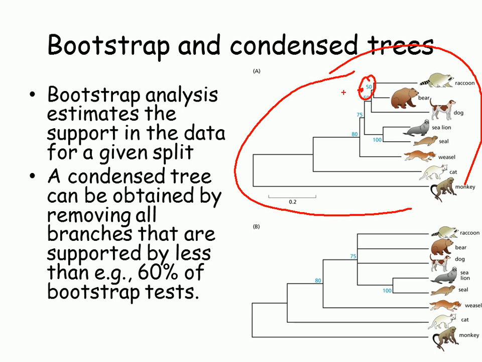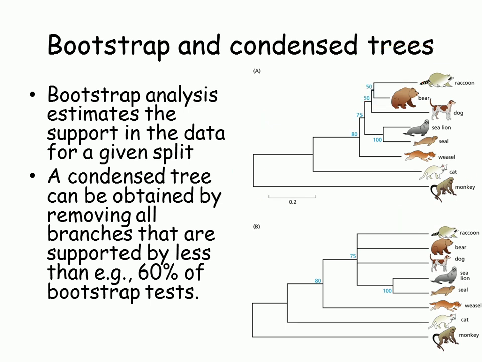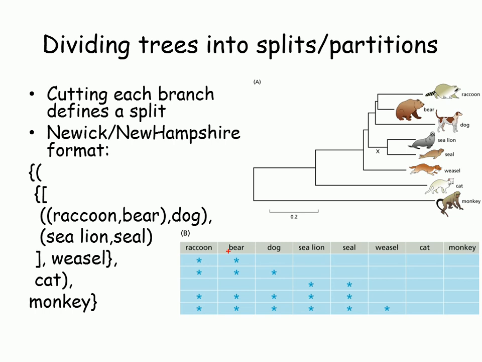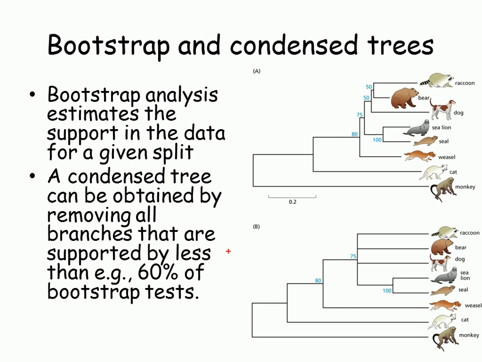50% of the time, out of all the random trees that you generated, the raccoon and bear branch was here. Okay, and you can evaluate how many times things happen by looking at their split matrix. 50% of the time you had this branch. Okay. 80% of the time these things clustered together. 100% of the time sea lion and seal were merged together, were clustered together. Okay.